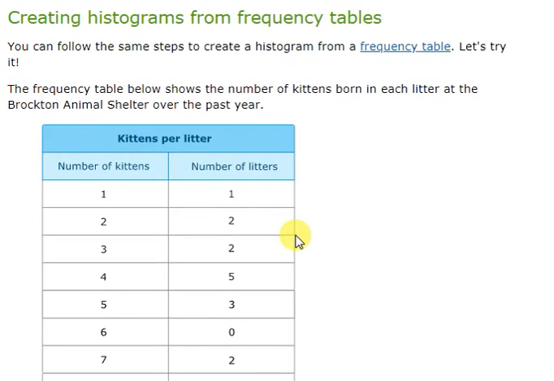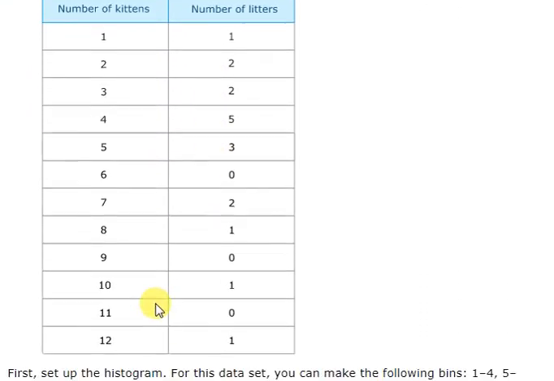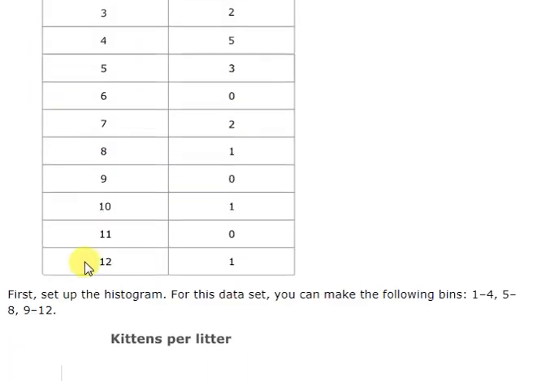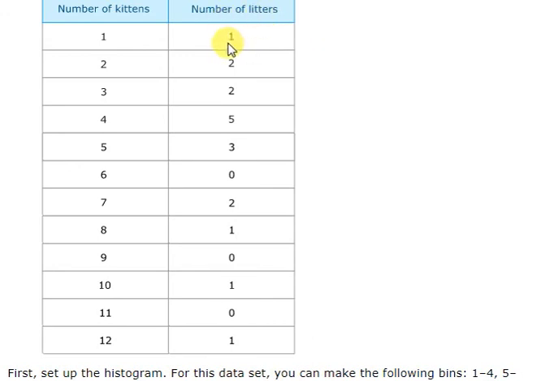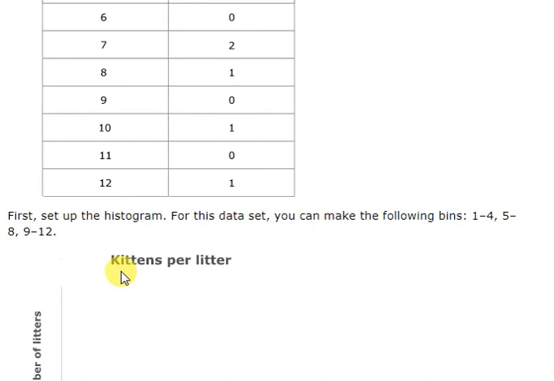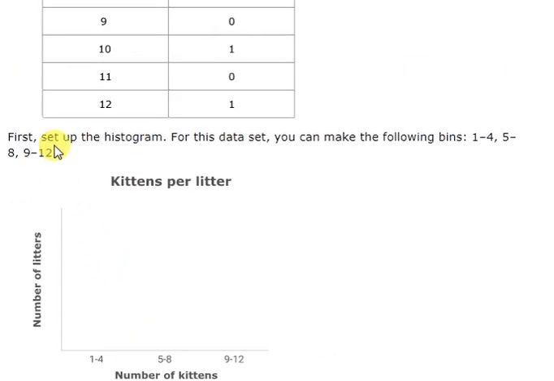The next way, you may also be given data. For example, this is data with the number of kittens, 1 to 12, and the number of litters we have per kitten count. So this is 1, this is 2, this is 3, 2, 5. We have this frequency and this is the number of kittens we have, right? So what we can do is again set up the histogram by making the following bins. You can make equal sized bins, for example, from 1 to 4, then 5 to 8, then 9 to 12. So we have made 3 ranges or 3 bins.